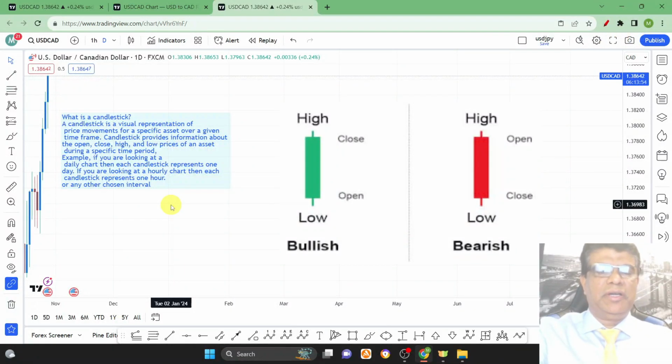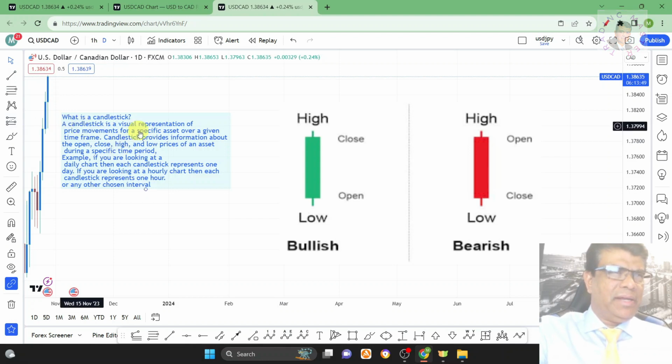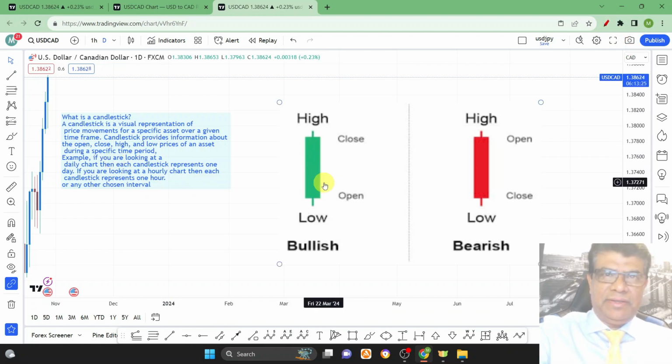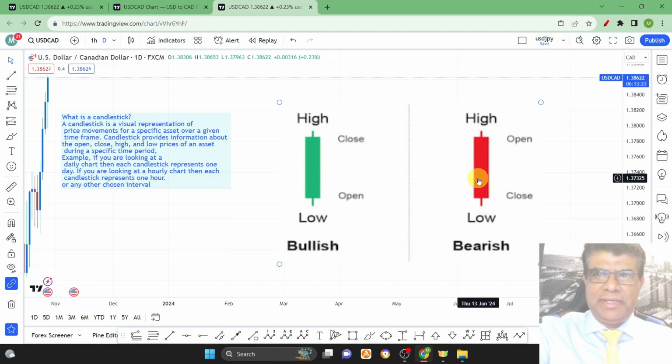Before I go over to the chart, let me explain to you what a candlestick is. A candlestick is a visual representation of price movement for a specific asset over a given time frame. A candlestick provides information about the open, close, high, and low prices of an asset during a specific time frame. Example: this is a candlestick. This is a candlestick.